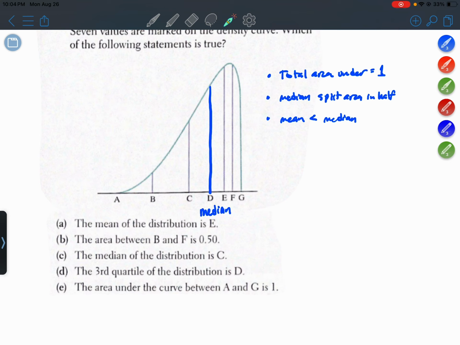So that would mean that C would have to be the mean, right? Because the mean is going to get pulled towards the long tail. So I don't think it's A. I'm going to eliminate that.